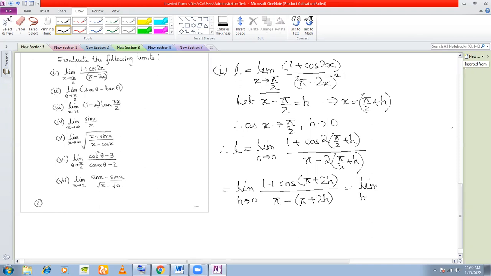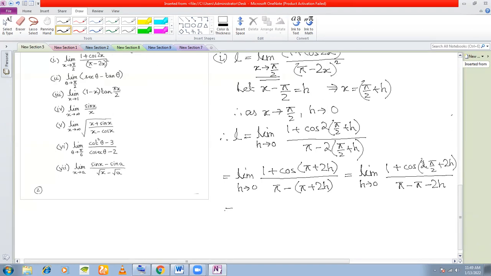So limit h tends to 0, and you have cos of pi by 2 plus 2h. From your associated angle, you can write this as 1 into pi by 2 plus 2h, and 2 into pi by 2 plus 2h, isn't it? Divided by, and in the denominator, if you open the brackets, pi minus 2h, and there is a square in the denominator, pi plus 2h. This is a square, and this is also a square.